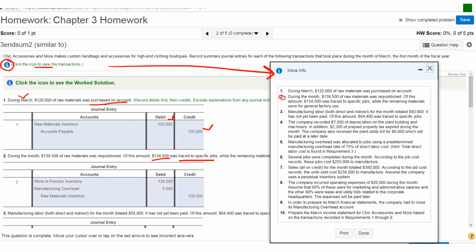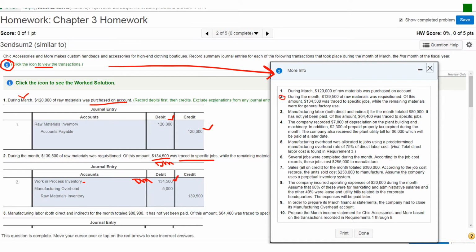So basically, the 134,000 is going to be a direct material, because it was specifically traced to the job, while everything else is going to be indirect. So just remember, anything that's direct goes to work in process. So work in process gets debited. There's your direct material that's going to get debited for the 134,500.